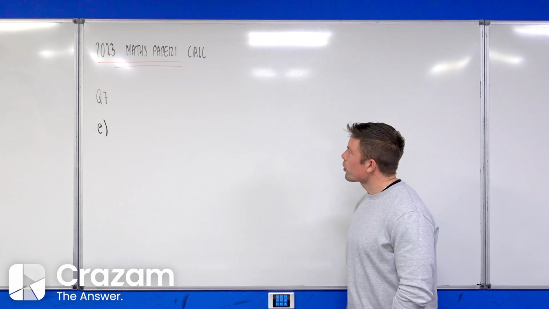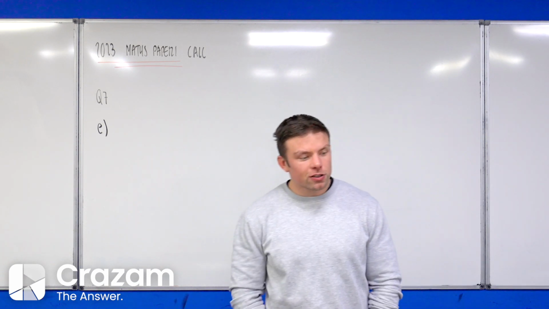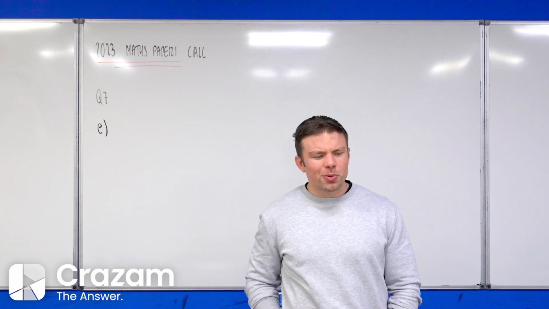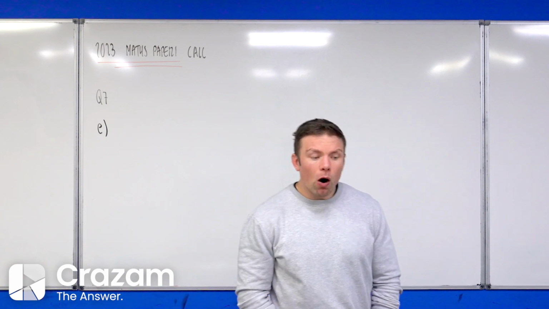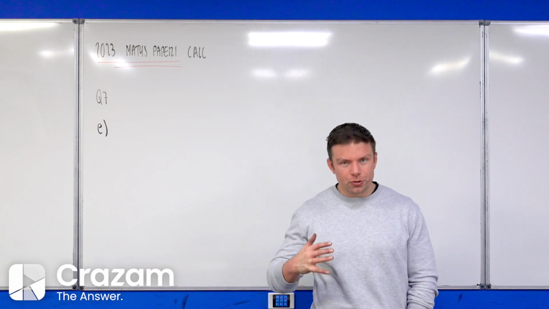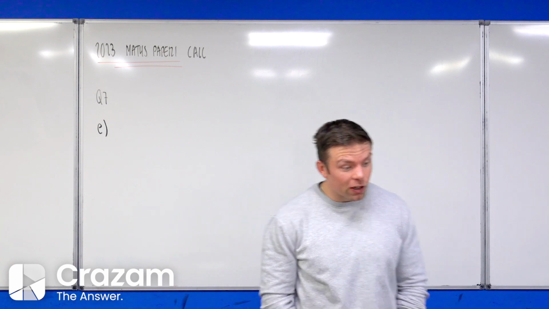This is the 2023 Maths Paper 1, question 7. It's a calculus question. We're on part E, where it starts to get a bit functional, a few diagrams here, but we have to understand calculus with it. I haven't drawn the diagrams on the board. You have them there in front of you. If I drew them, it might mess things up. But let's look at the question.